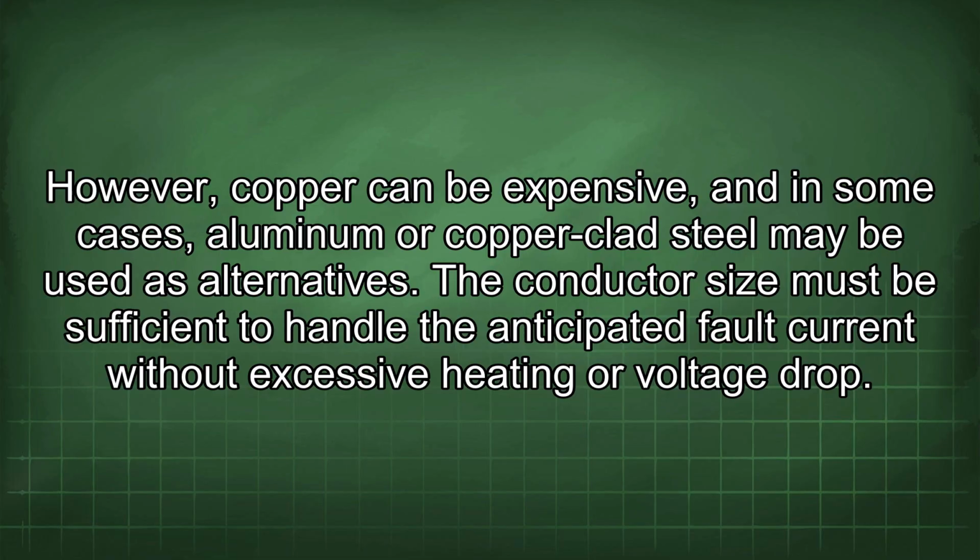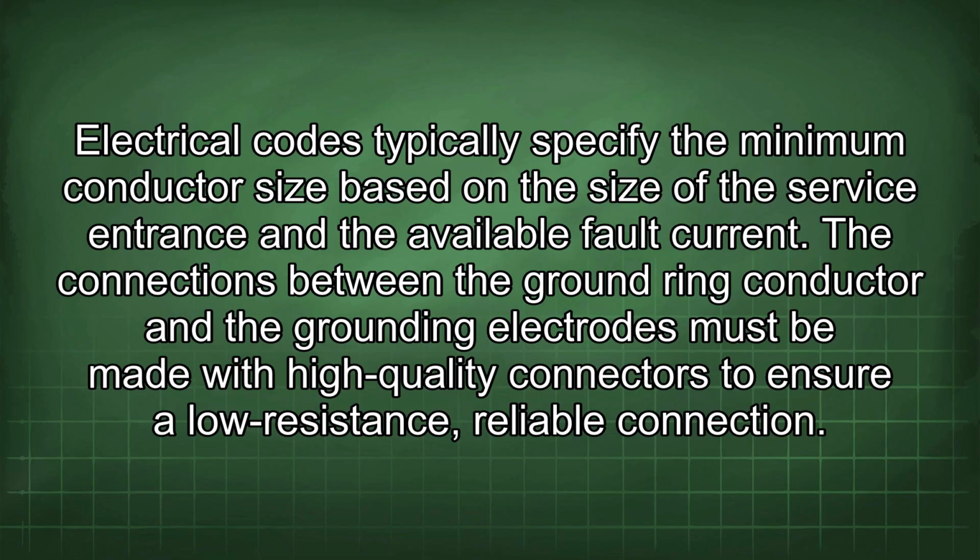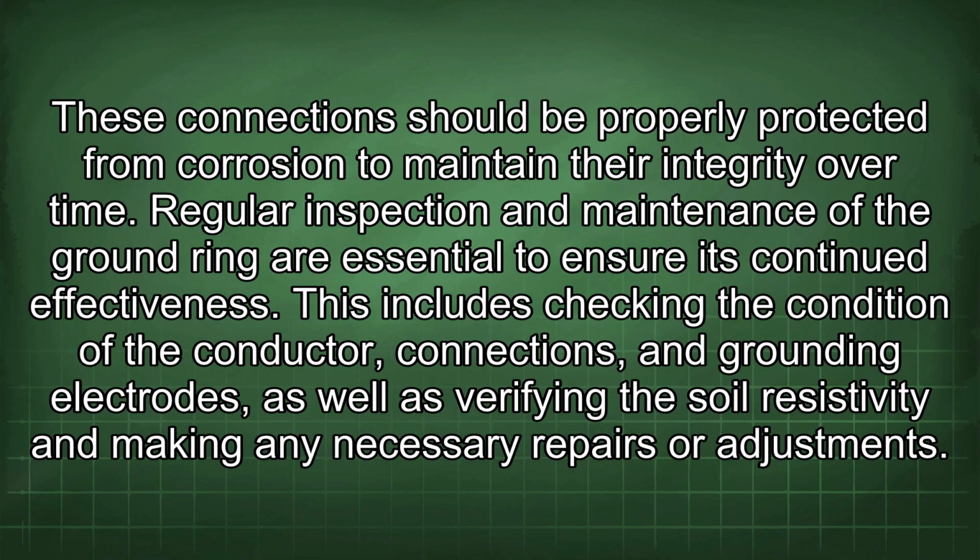The conductor size must be sufficient to handle the anticipated fault current without excessive heating or voltage drop. Electrical codes typically specify the minimum conductor size based on the size of the service entrance and the available fault current. The connections between the ground ring conductor and the grounding electrodes must be made with high-quality connectors to ensure a low-resistance, reliable connection. These connections should be properly protected from corrosion to maintain their integrity over time.